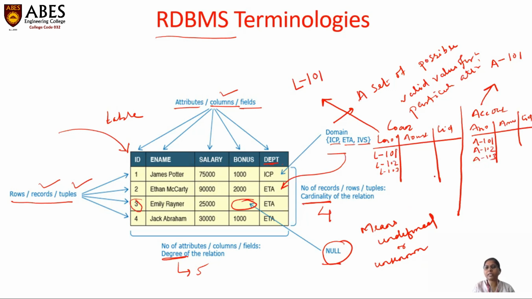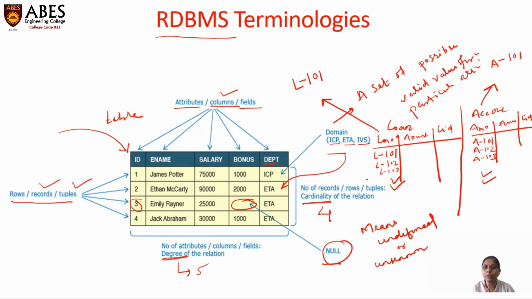So in this case, suppose we have a question like whether the domain of loan number and account number are same, your answer should be no. Why? The all possible valid values, which is the domain of this loan number is what? L hyphen number. But this account number, A, capital A hyphen then digit or number. So that is why this loan number and account numbers domain is different.